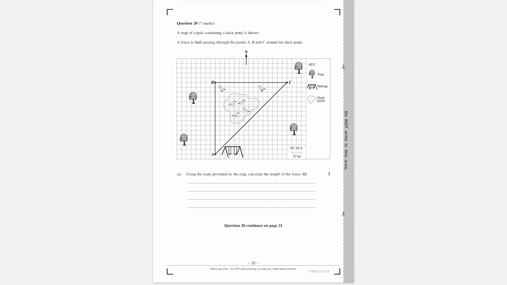Alright, so let's just count up the squares here. 1, 2, 3, 4, 5, 6, 7, 8, 9, 10, 11, 12, 13, 14, 15. So I count 15 squares. And with our scale, every 2 squares is worth 10 meters. So we just get our 15 squares and divide it by 2, and that gives us 7.5. And then we take our 7.5 and multiply it by 10 to get the distance in meters. So that would be 75 meters.